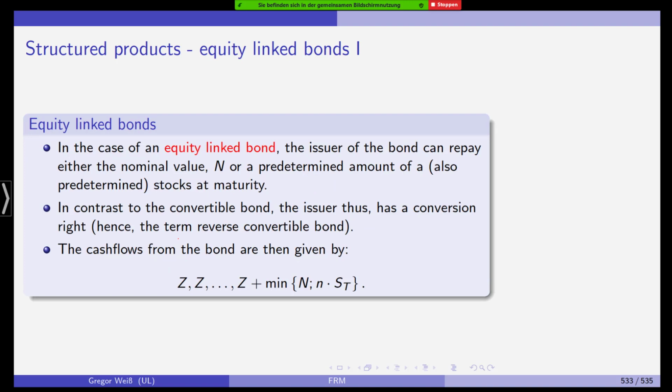Equity-linked bond. An equity-linked bond, in this case, the issuer of the bond, can repay either the nominal value or a predetermined amount of the stock at maturity. So in contrast to a convertible bond, the issuer thus has a conversion right. This is why it's also called a reverse convertible bond.